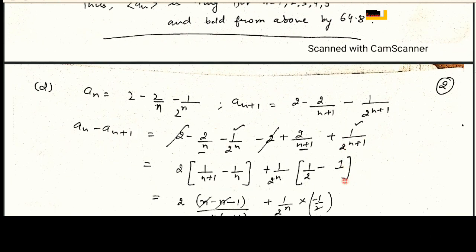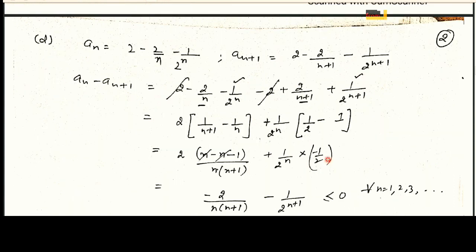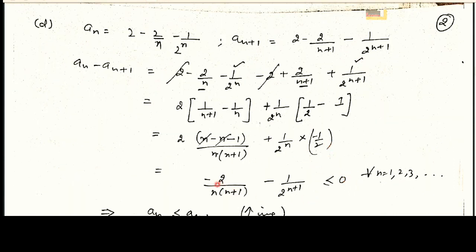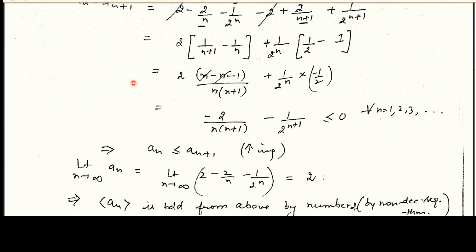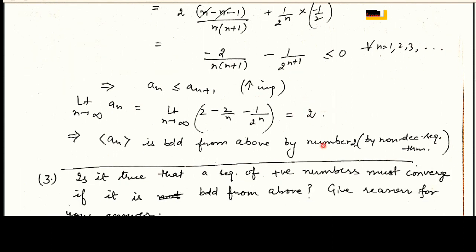Now the last part. In this we are having a sequence of the form (2 - 2/n)^(2n). You just find out the (n+1)th term by replacing n with n+1. Now take the difference of these two. Simplify this, we will have this is a negative number for every n. So clearly an is less than or equal to an+1, means our sequence is increasing. Now you just find out the limit of it. Since it is convergent, converging to 2, by using the non-decreasing sequence theorem, our sequence is bounded above by the number 2. This number 2 is the least upper bound of the sequence.